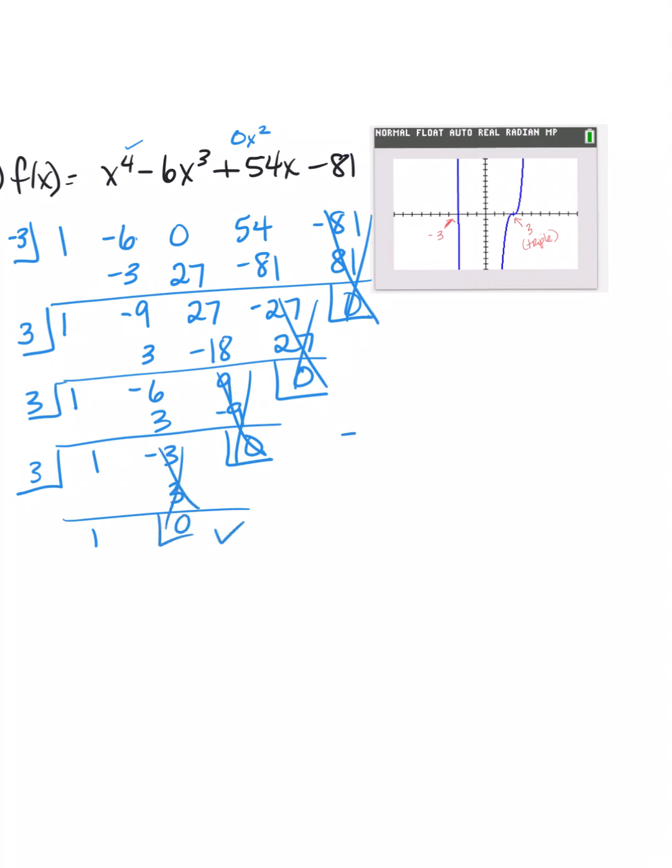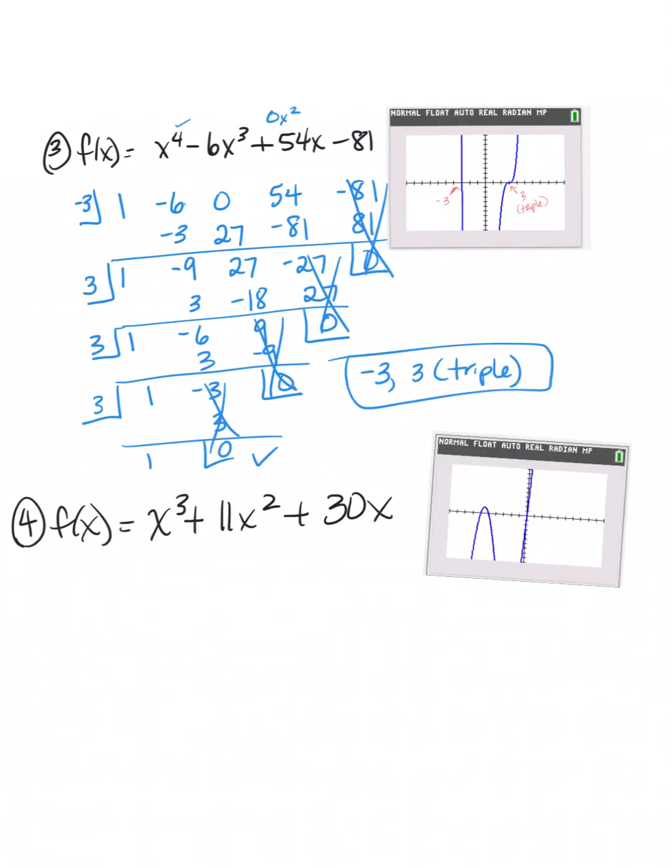So my answers are a negative 3 and a positive 3 is the triple. Now, I know you can get these from the graph, but again, your work is your answer. All right, you've got to show me the synthetic division that it all comes out zeros. All right, let's try the last one.